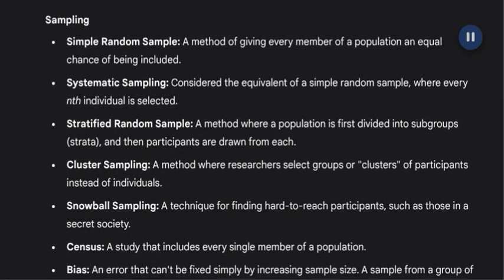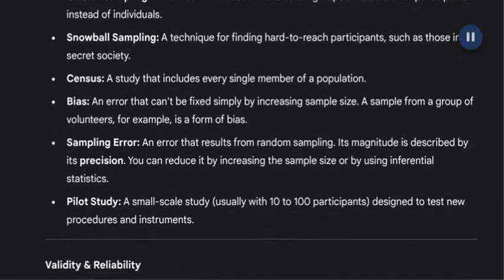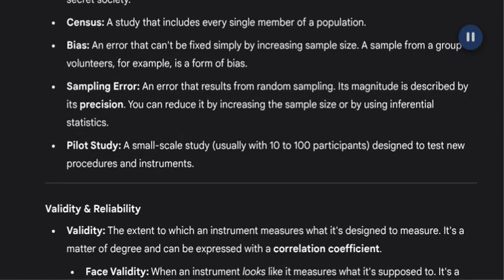Sampling, simple random sample, a method of giving every member of a population an equal chance of being included. Systematic sampling, considered the equivalent of a simple random sample, where every nth individual is selected. Stratified random sample, a method where a population is first divided into subgroups, strata, and then participants are drawn from each. Cluster sampling, a method where researchers select groups or clusters of participants instead of individuals. Snowball sampling, a technique for finding hard-to-reach participants, such as those in a secret society. Census, a study that includes every single member of a population.